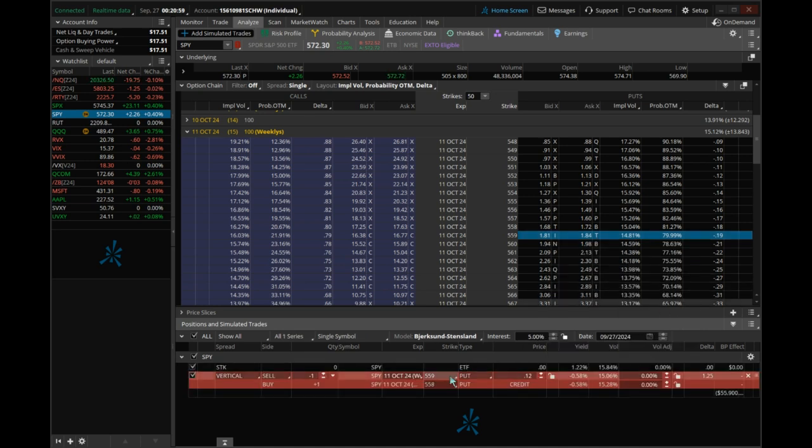And we're going to make it, let's make it $2 wide. We're going to collect 24 cents. Why are we collecting 24 cents? Because the delta is 20. There's a 1 in 5 chance of this actually ending up in the money, and they're paying you accordingly. So that means right now we have 24 cents of credit.